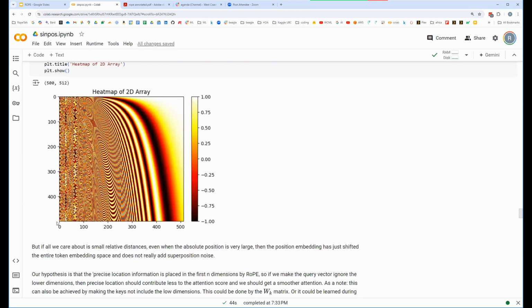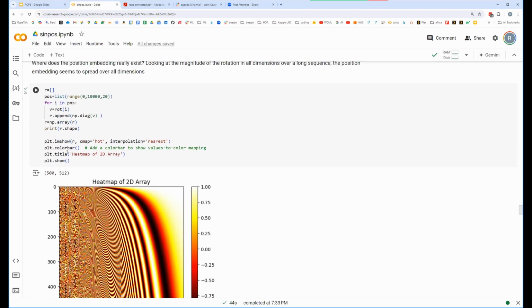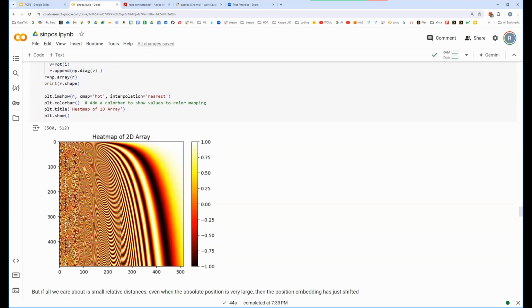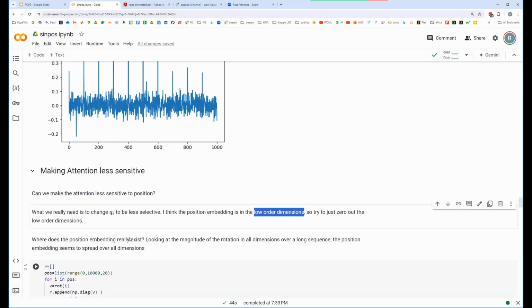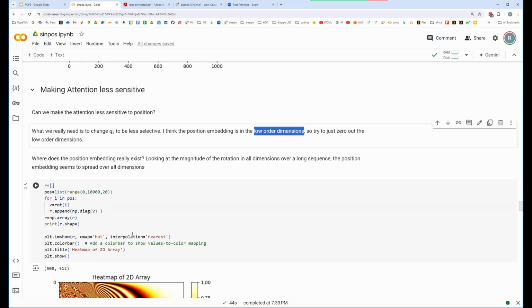So these are the low numbered indices into the dimension space. They oscillate a lot. This is over a sequence of 10,000, so the sequence length is along here. And out in this dimension, the 512th dimension doesn't rotate nearly as fast. So we had this idea that you could make it less selective by somehow ignoring the high frequency ones and just paying attention to the higher ones. And so we tried that.